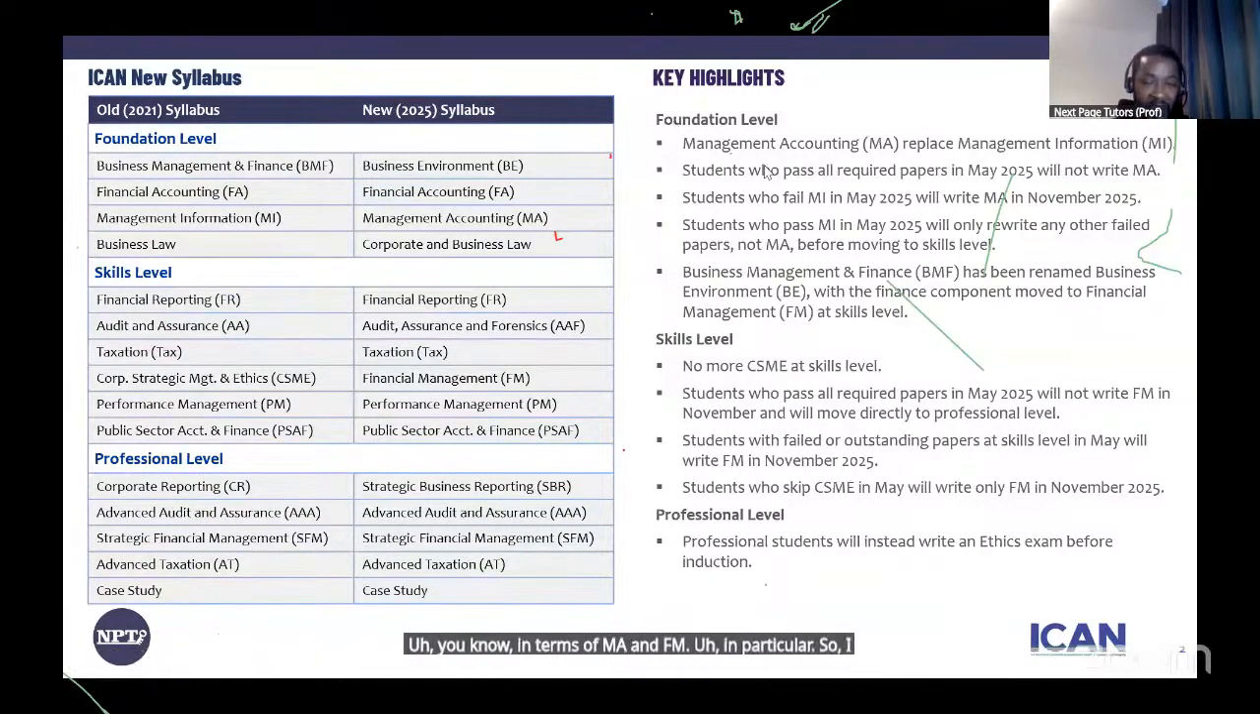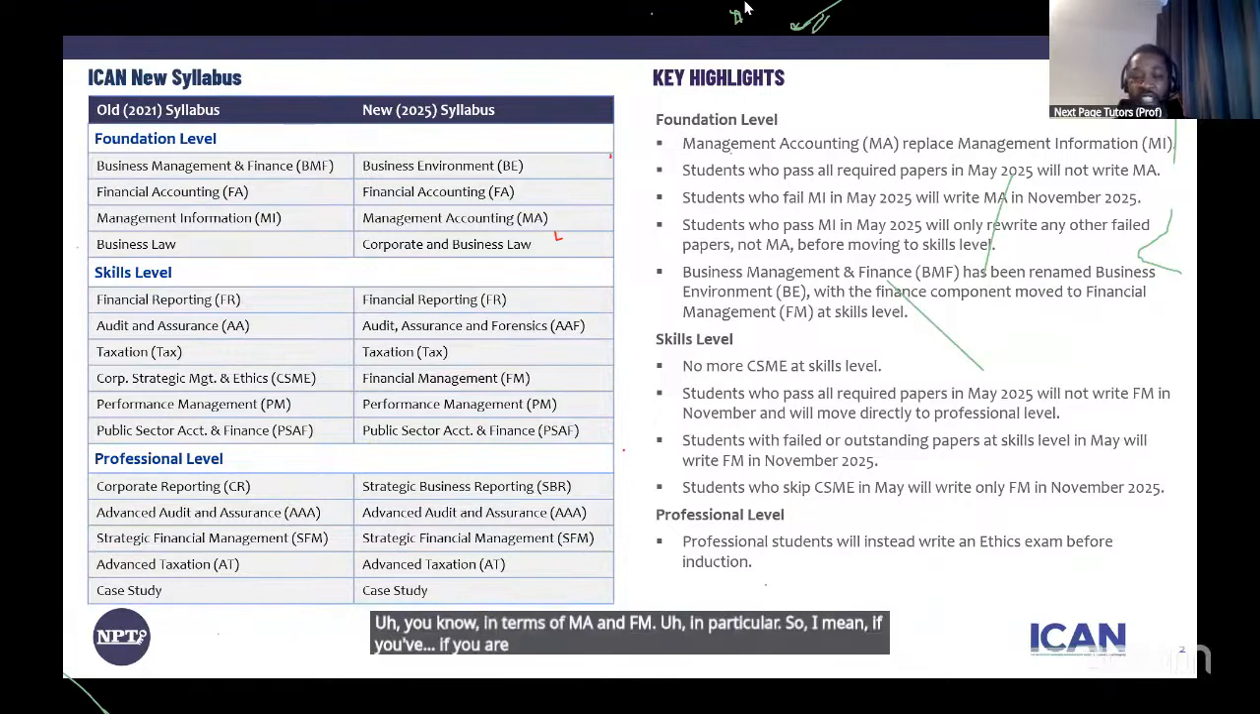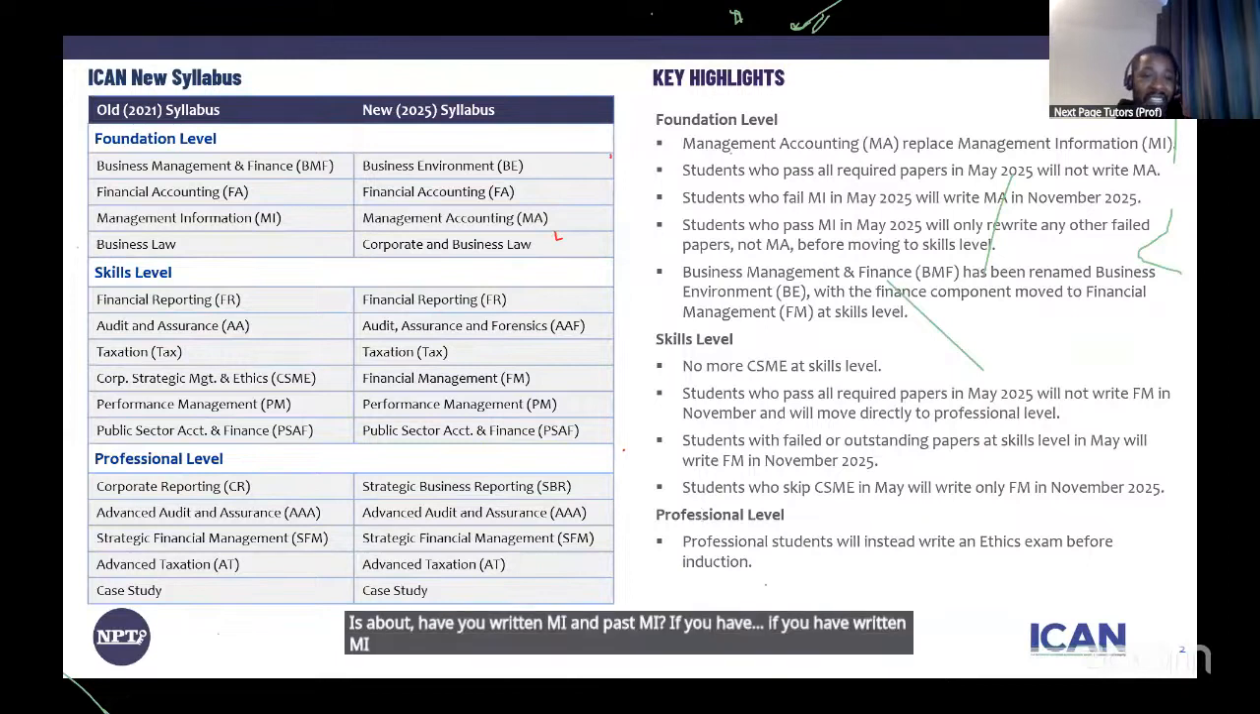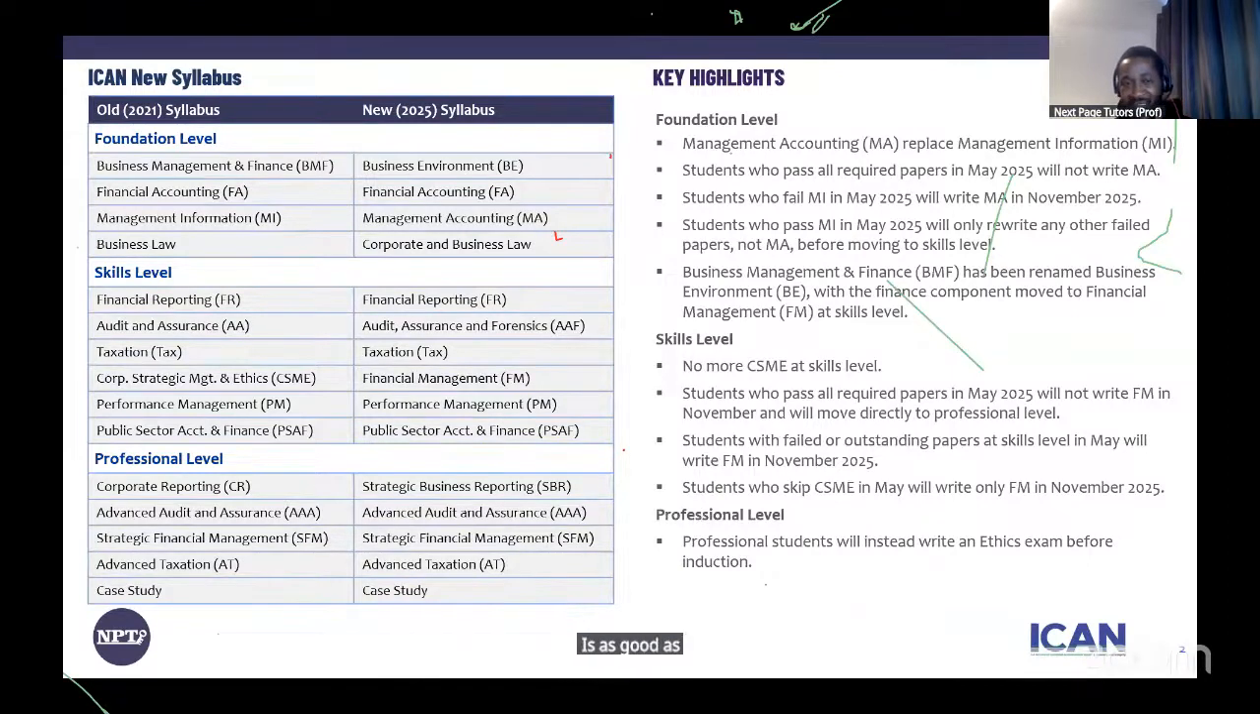If you are still in foundation, you have one or two papers to write. So it's not about whether you are still in foundation. It's about, have you written MI and passed MI? If you have written MI and passed MI, it is as good as having passed MA. If you still have MI to write, you need to write MA in this case, because MA is replacing MI.